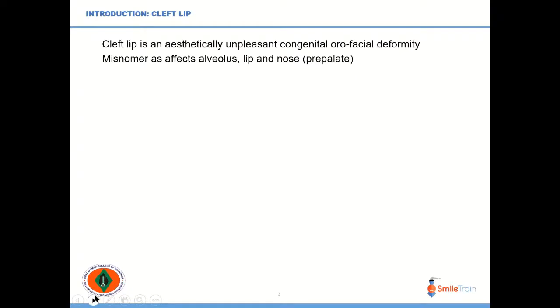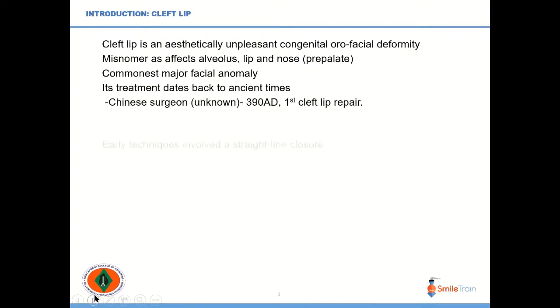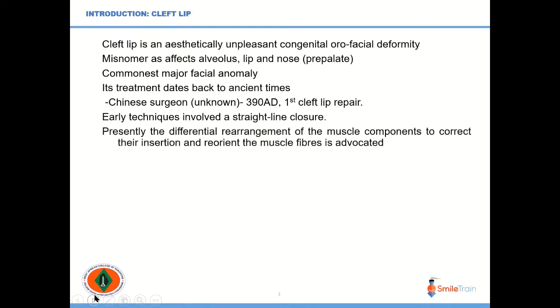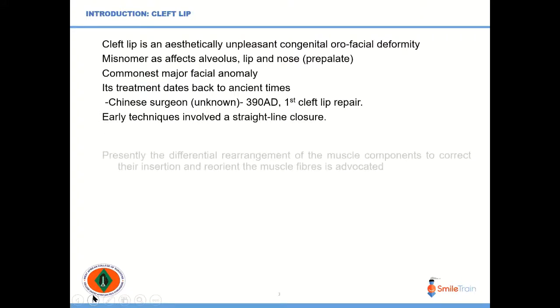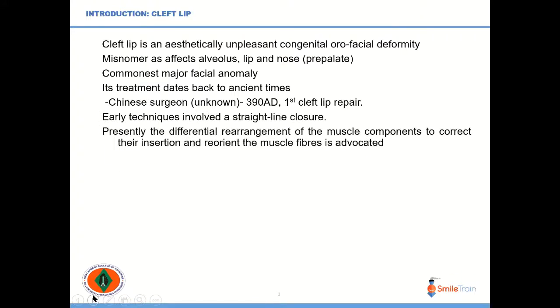Cleft lip is an aesthetically unpleasant orificial deformity, and it affects the lip, the nose, and the alveolus. That's why it's really a pre-palatal cleft rather than cleft lip. It's the commonest major anomaly. An unknown Chinese surgeon was the first to repair it in 390 AD. There are several different ways of repairing, but the arrangement of the muscle components and their insertion is really important.